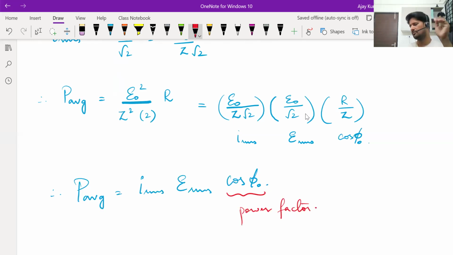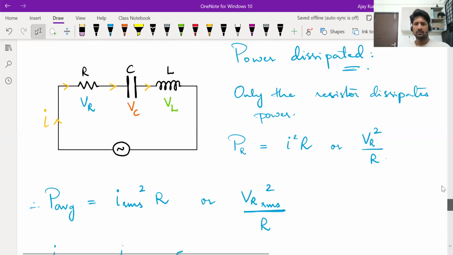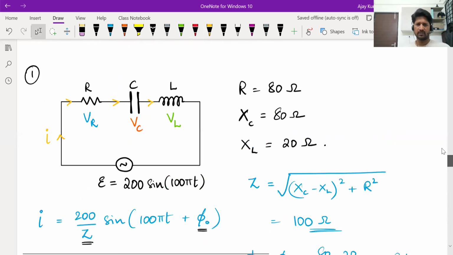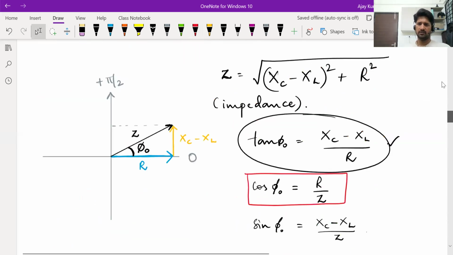Okay, next class we'll solve problems based on power factor. We'll discuss something called wattless current. Okay, all those things. Fine, we'll stop it here for now. I'll send you the notes. It may take around half an hour or something, but derive all these equations.